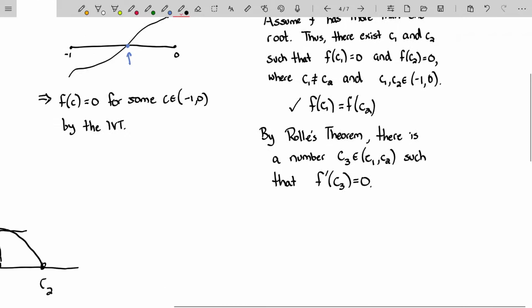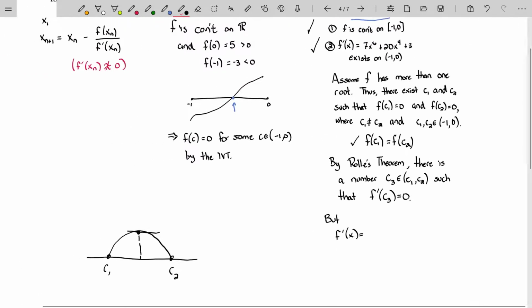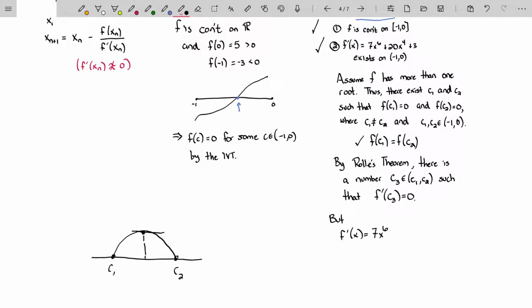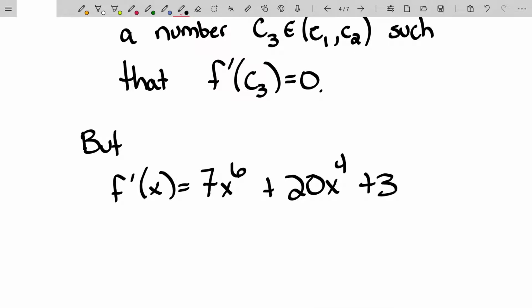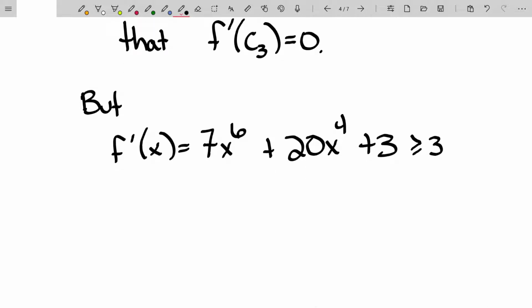However, there's an issue. F prime of x is equal to 7x to the 6th plus 20x to the 4th plus 3. And the first 2 terms are never negative. The last term is always 3, so this is always greater than or equal to 3, which contradicts the fact that we have a number where the derivative becomes 0. So this is a contradiction. I'm going to write that in red, a contradiction.